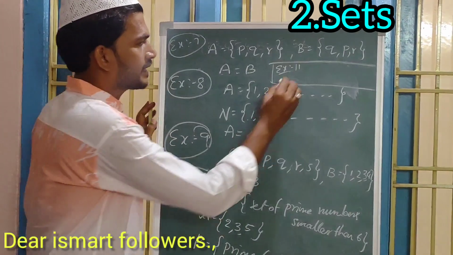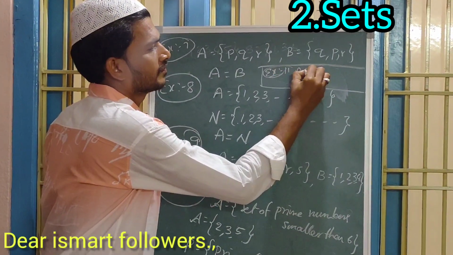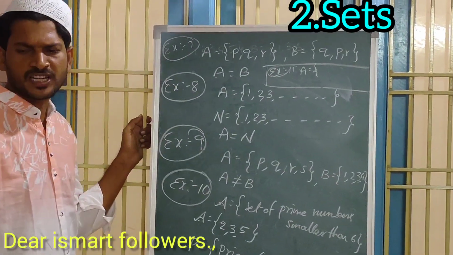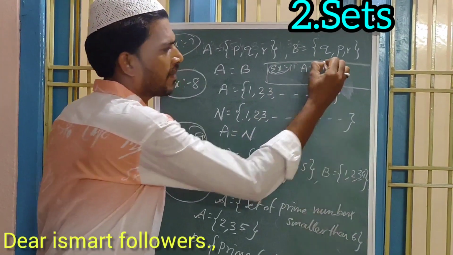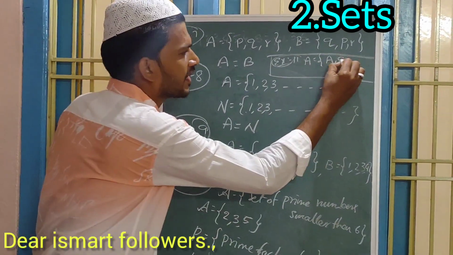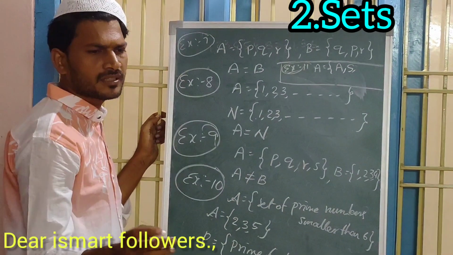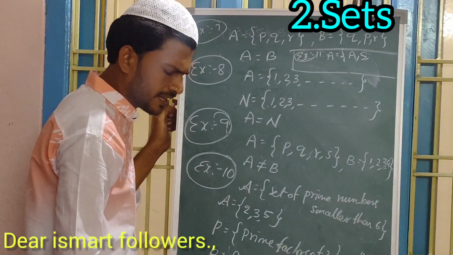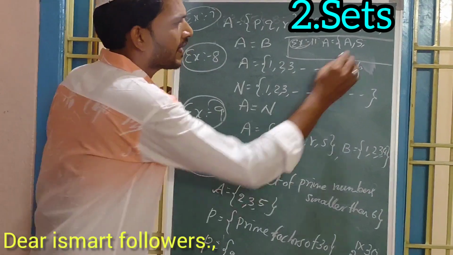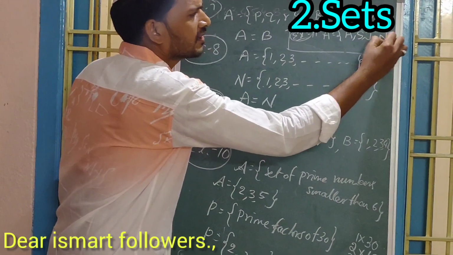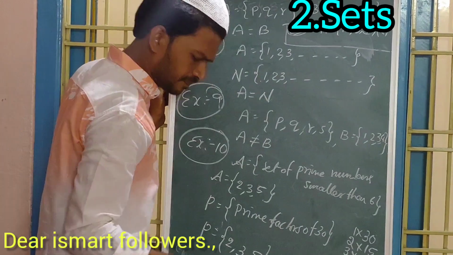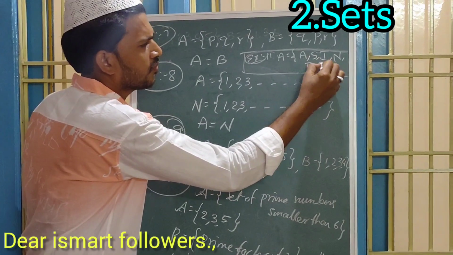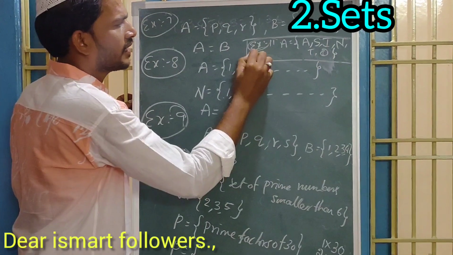Next, X is the set of letters of the word. First, what is the letter? First letter is A, comma. Second letter is what? Third letter is what? No need to write repeated letters, just write only once. Next, A, no need to write. Next I, next N, next A, A also no need to write. Next T. I also I wrote. O. Next, N also. That is the A set.